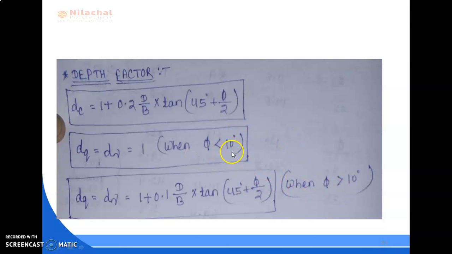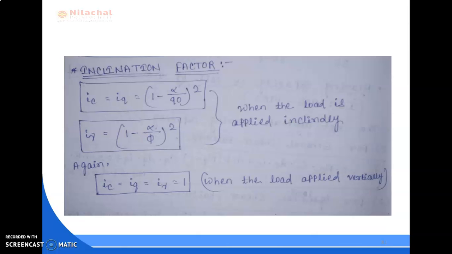If the phi value is less than 10 degree, you can put DQ and D gamma directly equal to 1, but whenever phi is greater than 10 degree, you have to use this formula to find DQ and also D gamma. Next is the inclination factor.